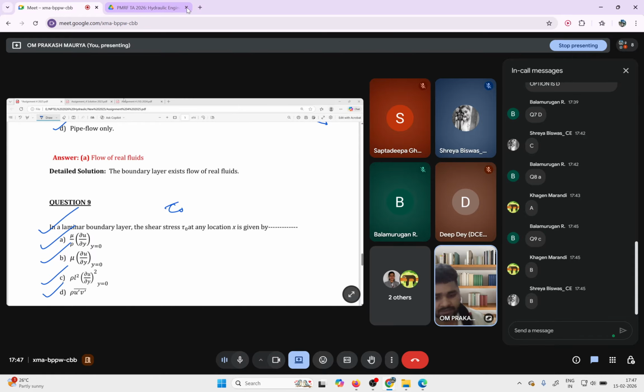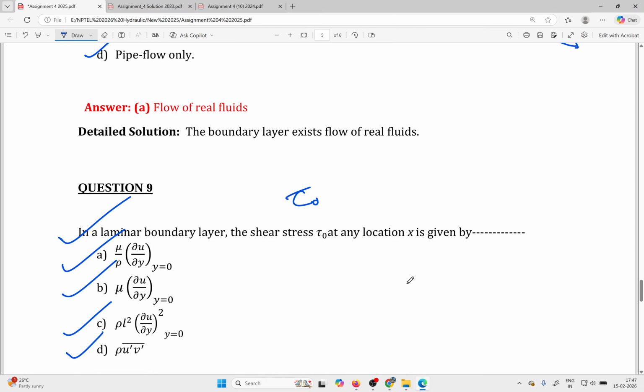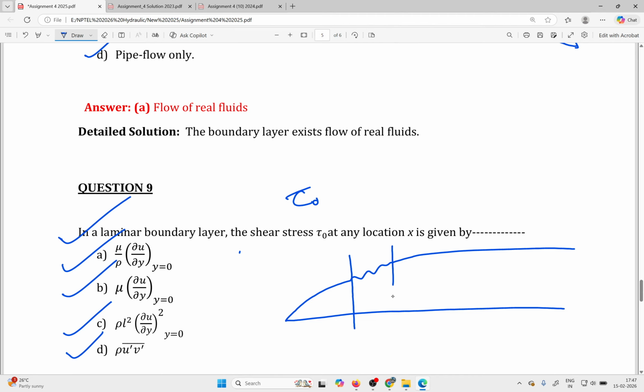Okay, so let me explain. We are discussing the laminar boundary layer. Let me give the example: you have a flat plate, this is your laminar boundary layer, then after that you get the transition, and then the turbulent. In the laminar, as I have told you already, the flow is ordered, layer-wise. In transition, small eddies try to form, but in turbulent there is complete eddy formation.